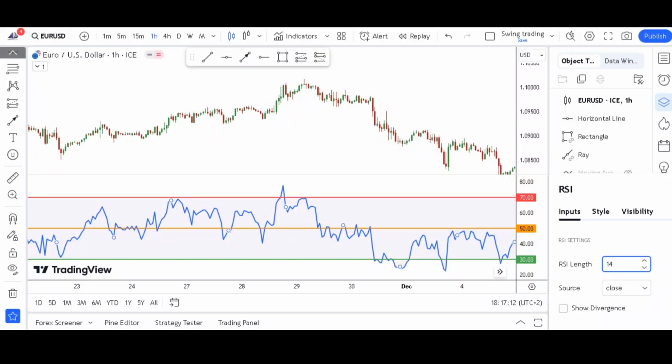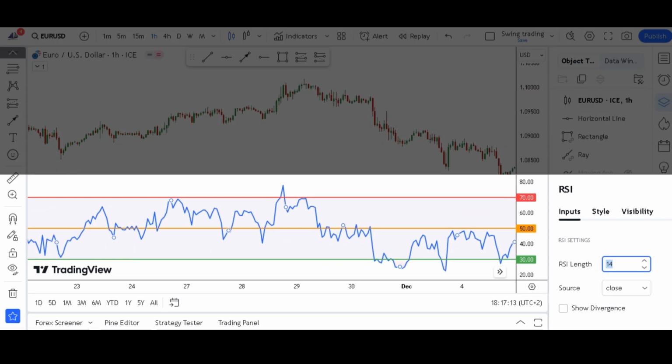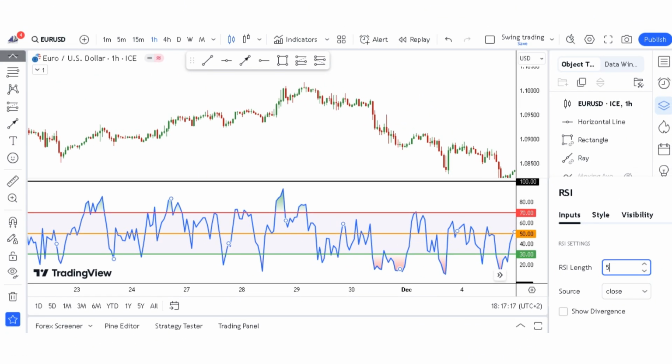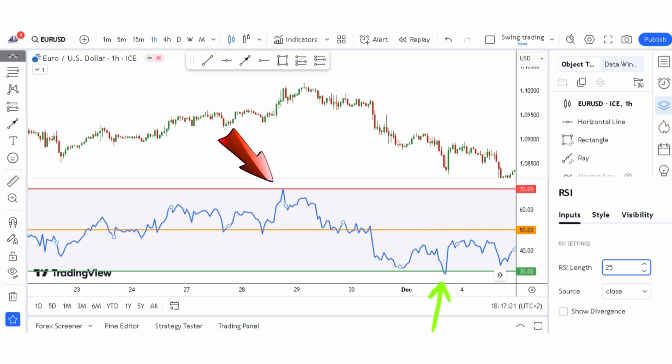The standard setting, and the one I personally use for RSI, is the 14 periods. But traders can adjust this based on their trading style. Shorter periods will make RSI more sensitive and might lead to more signals, while longer periods will make RSI less sensitive, potentially leading to fewer but possibly more reliable signals. Let's explore how to use the RSI in various trading scenarios through real chart examples.